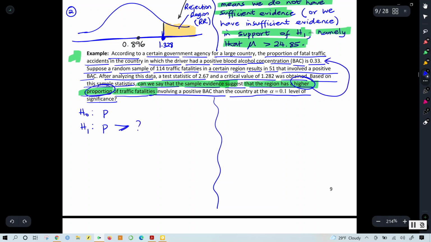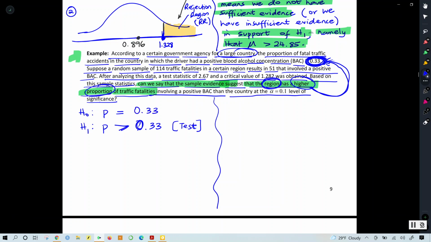Well, if we read back, we were told that in the large country, the BAC was 0.33. So it must be that we are interested in whether this region has a higher or greater than 0.33 BAC. So that is what we want to test if this data provides enough evidence for. So this will be competing against the null hypothesis that it is equal to 0.33.